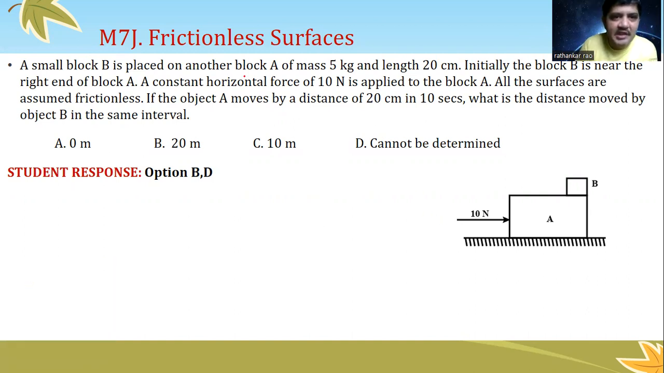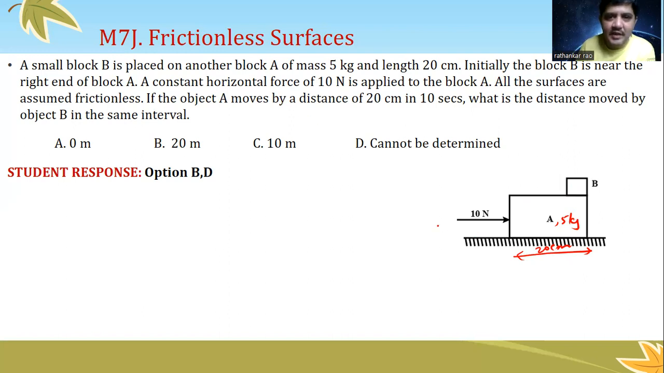A small block B is placed on another block A of mass 5 kg. This is your 5 kg mass, of length 20 centimeter. Initially, the block B is near the right end of the block A. So it is here.